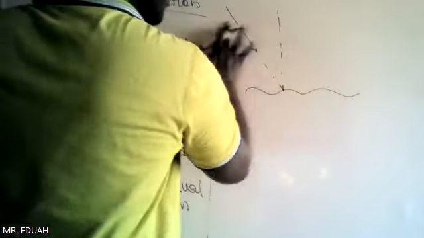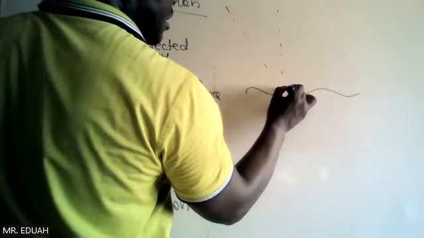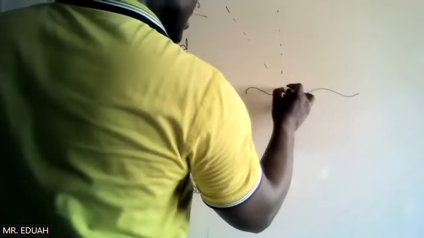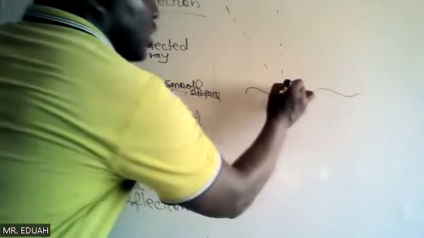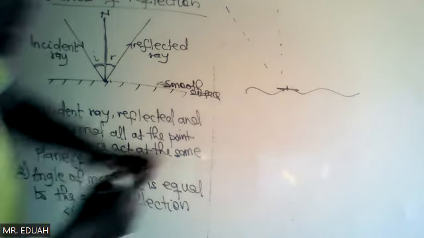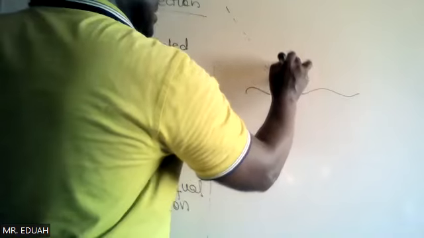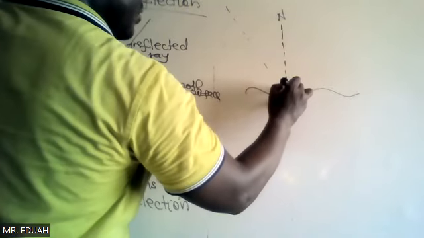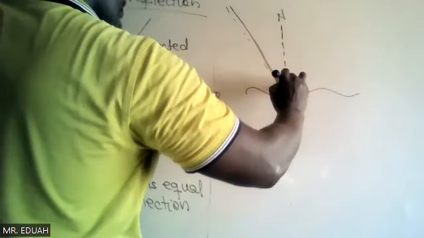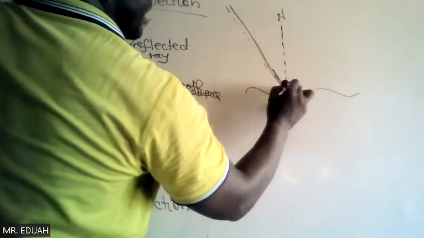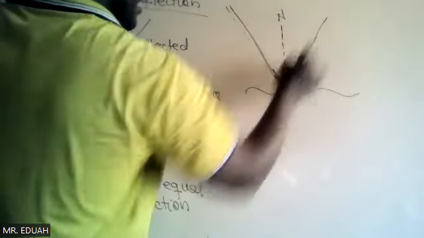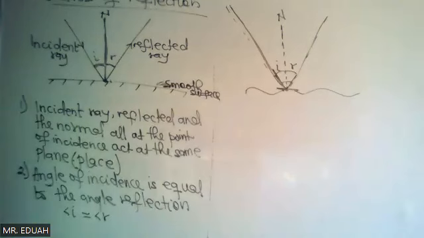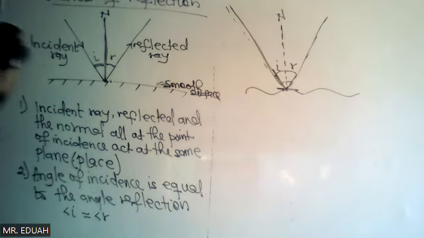So how you do it is this. You choose a point and you create maybe a line, because you are going to draw this using a protractor. You put the base line of the protractor here and you indicate the 90 degrees part. There's a normal. So there you indicate the angle of incidence and its reflection must be the same as the angle of incidence. So no matter the surface, these two laws are obeyed.